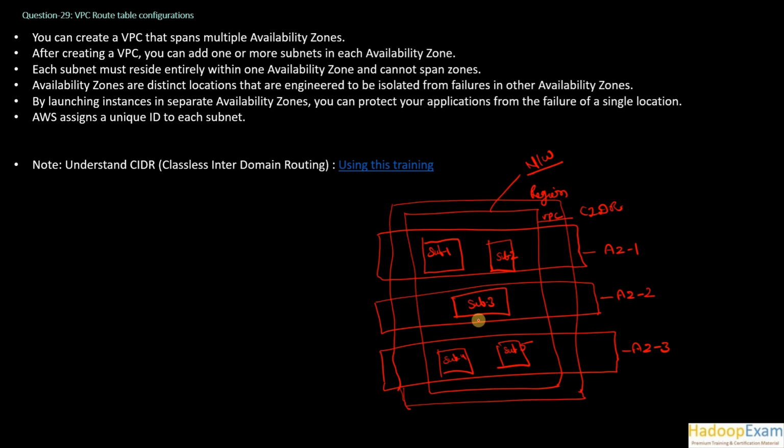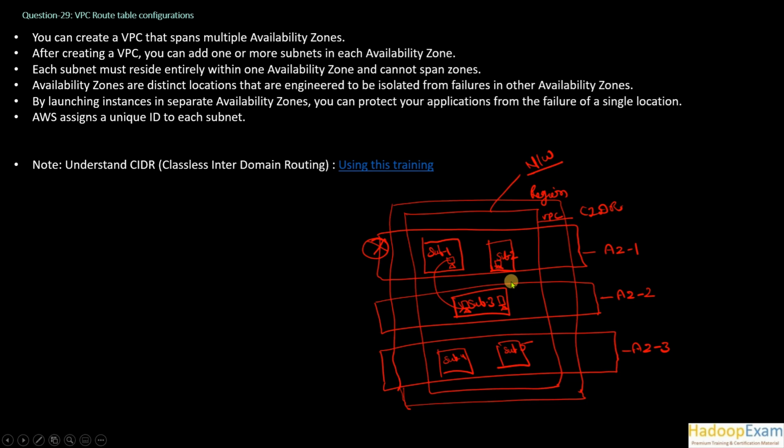Availability zones are distinct locations that are engineered to be isolated from failures in other availability zones. By launching instances in separate availability zones, you can protect your application from the failure of a single location. Suppose this availability zone goes down, then anything deployed on it would not be available. So what you usually need to do is set up a deployment that is replicated across availability zones, so that if one availability zone goes down completely, the others are still available.